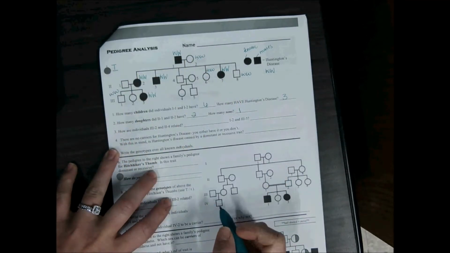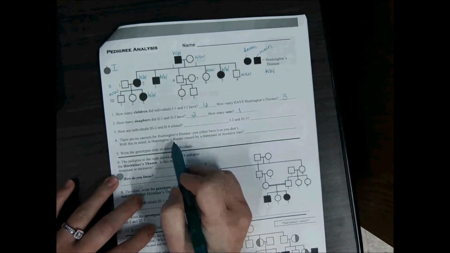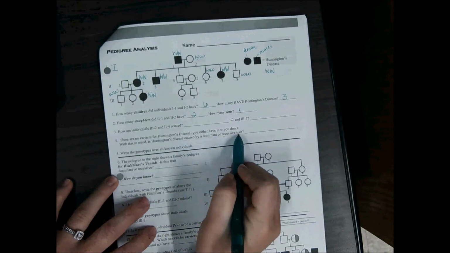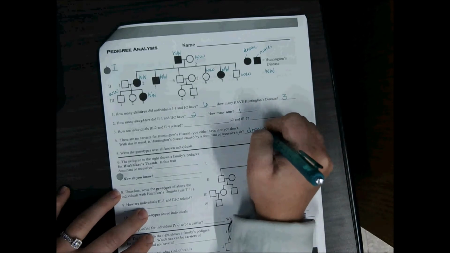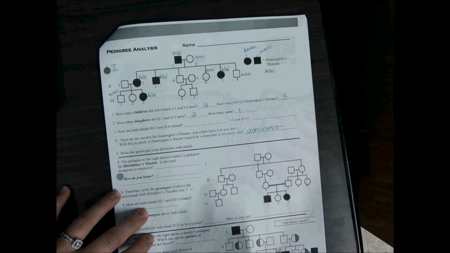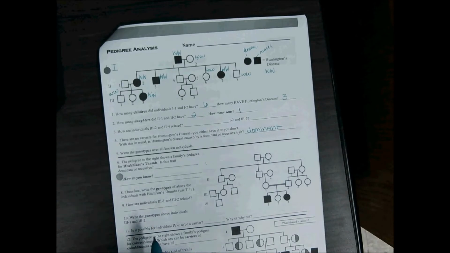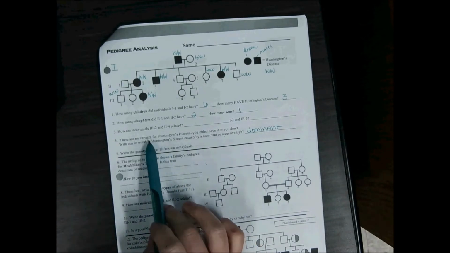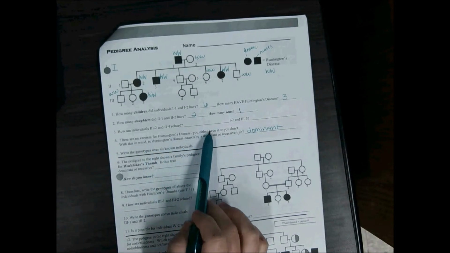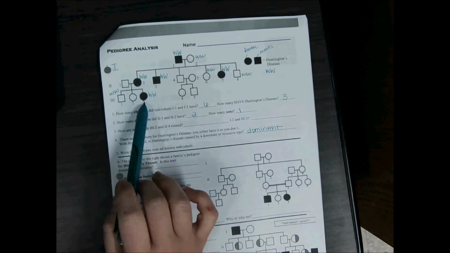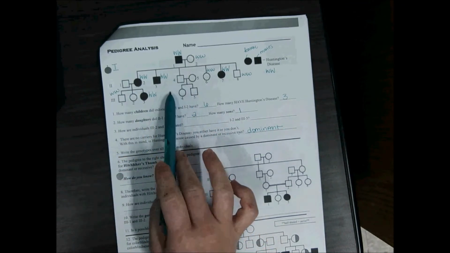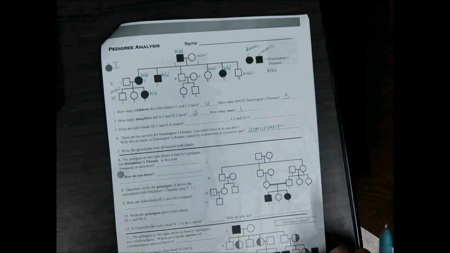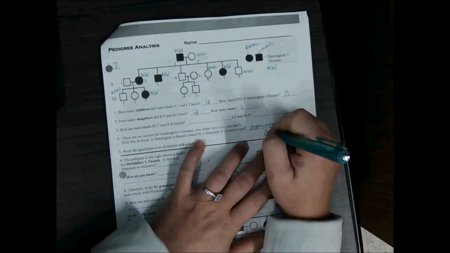Now, is this a dominant or a recessive trait? It's going to be a dominant trait. There are no carriers. You either have it or you don't. If you have it and it's passed on to an offspring, then it's dominant. If you see it in every generation, which we do here. So dominant, I'm going to make a little note, every generation.